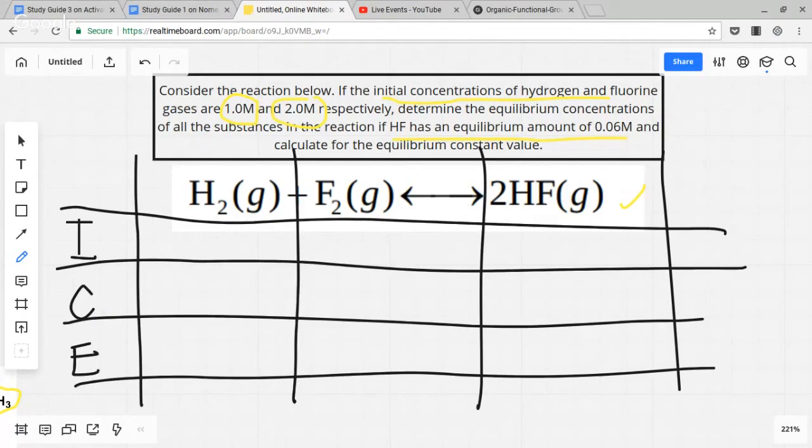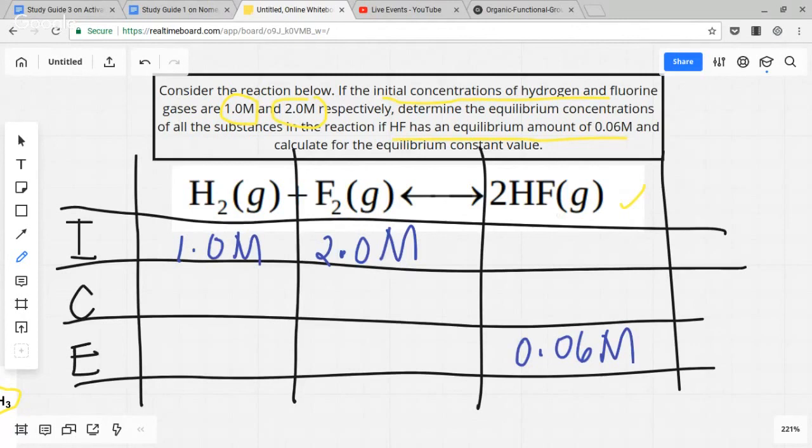So let's plot whatever we are given. We're given the initial concentrations of hydrogen and fluorine, respectively. So 1.0 molar is for H2, and then 2.0 molar is for F2 gas. And then HF here has an equilibrium amount of 0.06 molar. So, as what I have said, you can't solve it if there's not at least one substance with two values given.